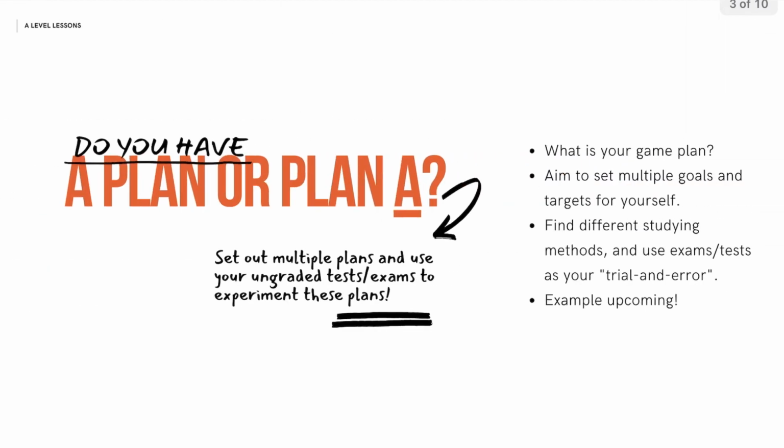First, do you have a plan, or Plan A? When we're looking at the A levels, we want to, as far as possible, set up multiple plans and use tests or exams to experiment with these plans. So what is your game plan? We want to aim to set multiple goals and targets for yourself. Goal setting at the A levels is very important. It really helps you have a sense of direction as to where you should be headed with that subject. So find different studying methods.